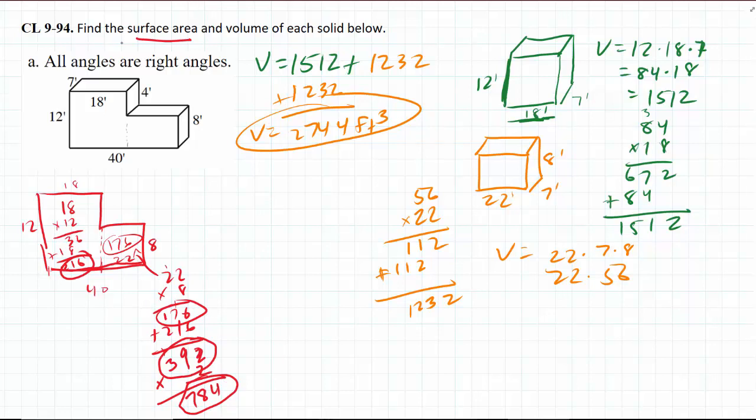Okay, let's take a look at the different parts. Let's go and start from the top. If you see this top face right here, it's 7 by 18. So let's multiply it out. 18 times 7, 8 times 7 is 56. 7 times 1 is 7, plus 5 is 12. So it's 126 up here.